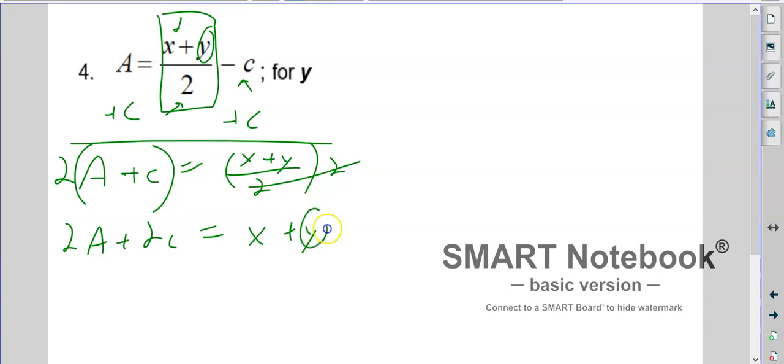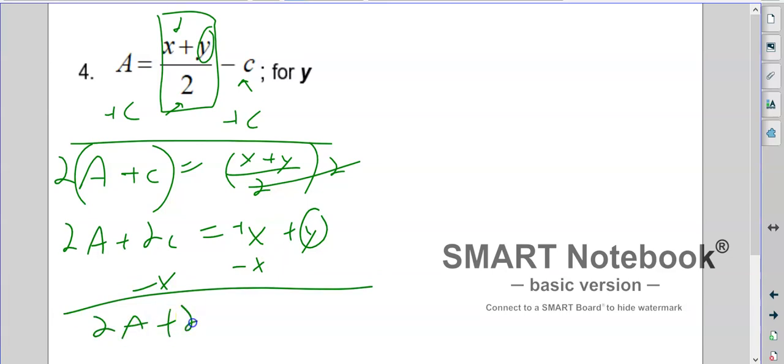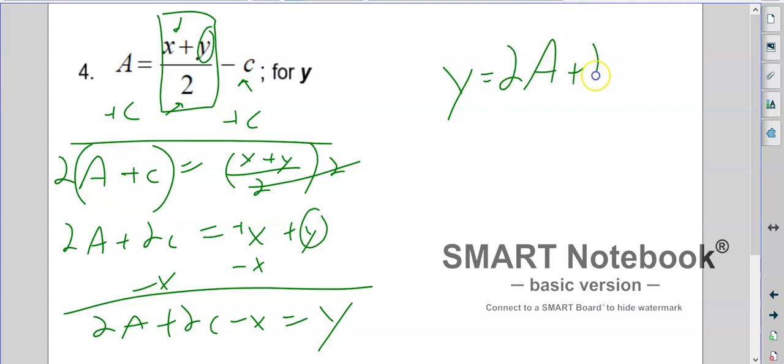And again, I'm trying to get y by itself. The x is attached. It's a positive x, so I'm going to subtract x from both sides. And that's going to give me 2 capital A plus 2 lowercase c minus x is equal to y. And for those of you who like to have your solving variable on the left side, it's the same thing.